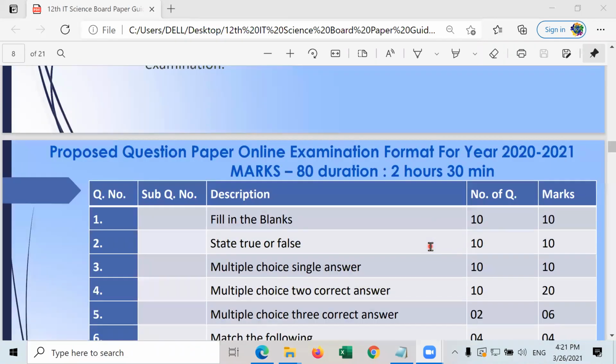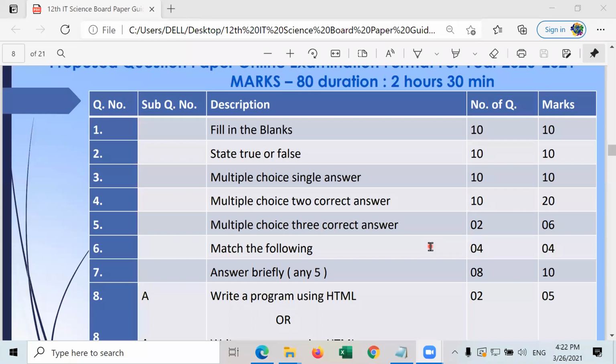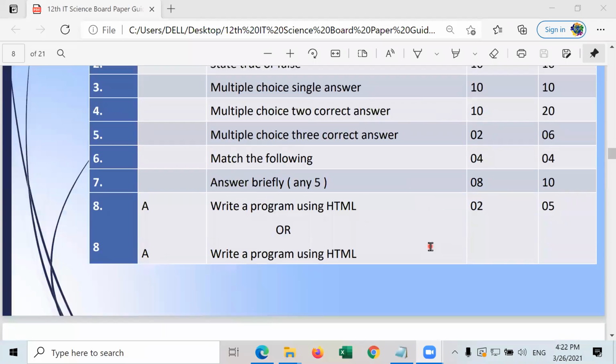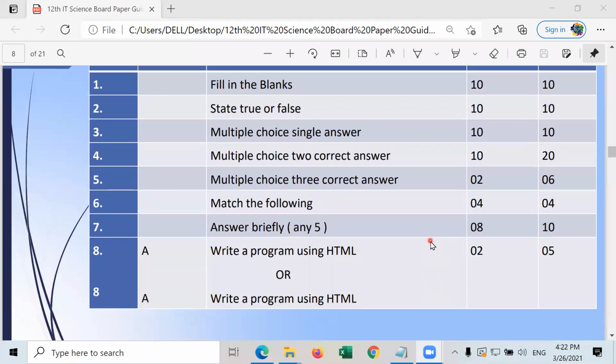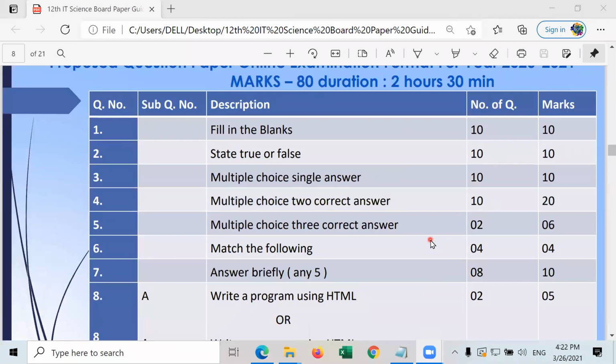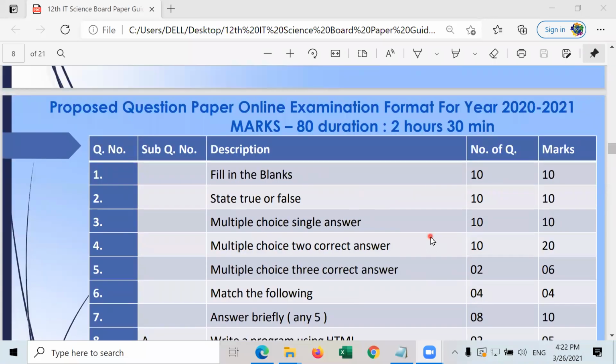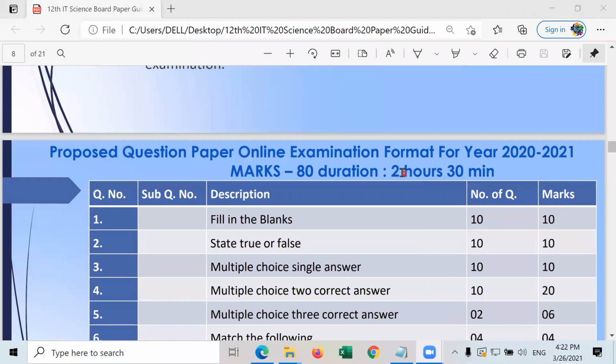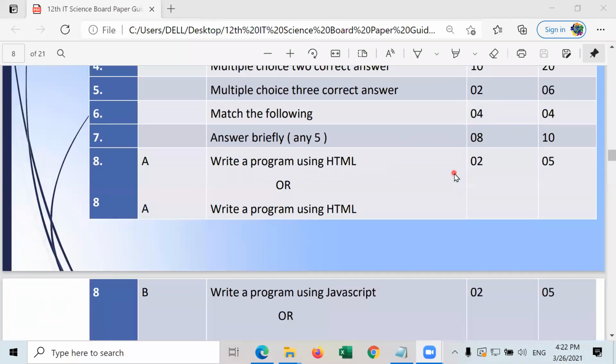Now we will see paper format for your IT online exam. Now your IT online exam consists of 8 questions. Your exam will be online. You do not have to use pen and paper. All you have to use is mouse and keyboard. You get sufficient time. You get 2 hours and 30 minutes to complete your IT paper. Your IT paper will consist of 8 questions.